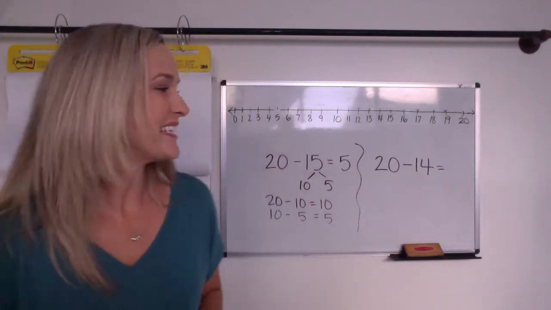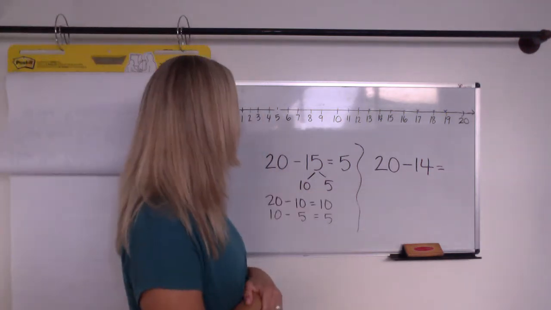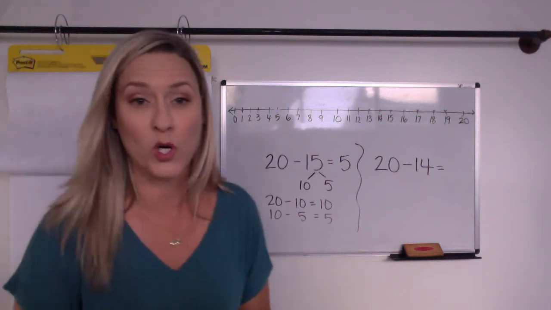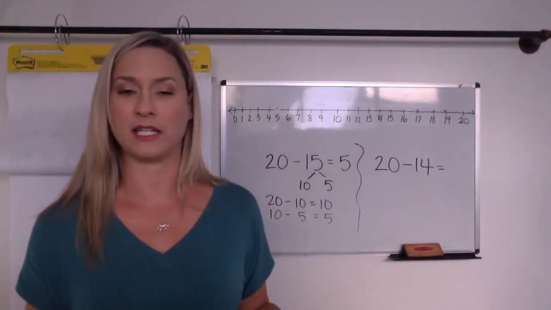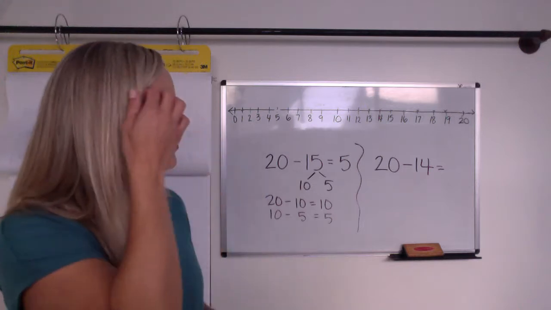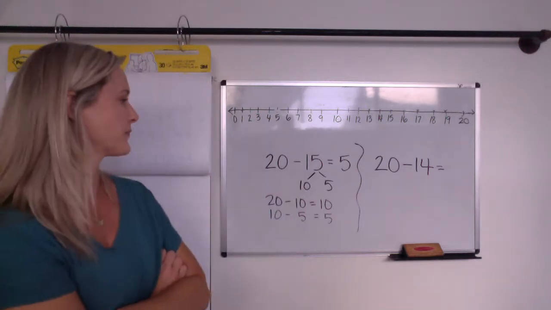We're back. Okay, 20 minus 14. I'm going to guess that some of you said the answer was 4, and I'm going to guess that some of you said the answer was 6. So which one is it? Is it 4 or 6?